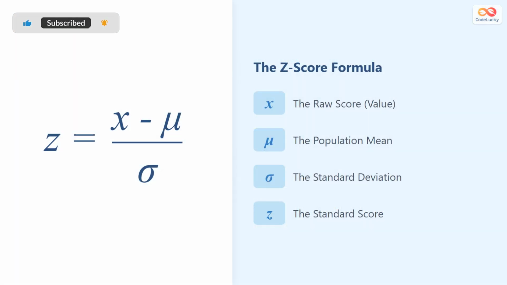This is the z-score formula. Z equals (x minus mu) divided by sigma. Here, x is your raw score, mu is the population mean, and sigma is the standard deviation. Let's break down what this math is actually doing to the data.